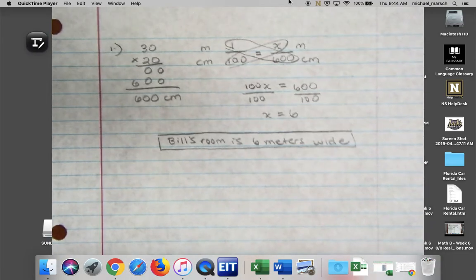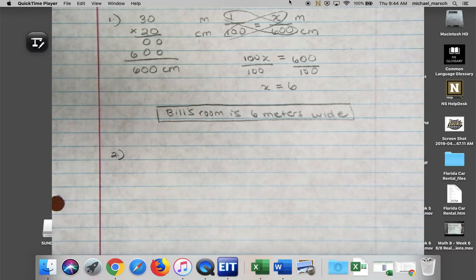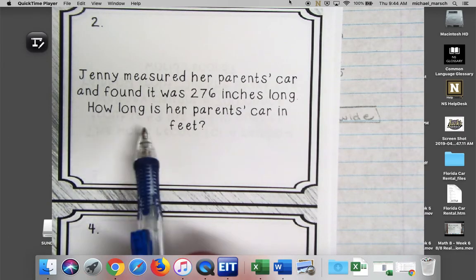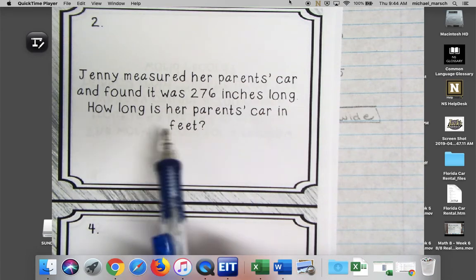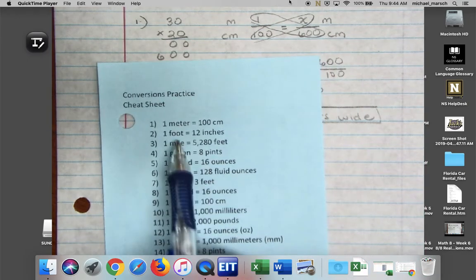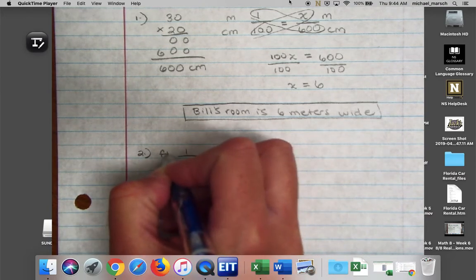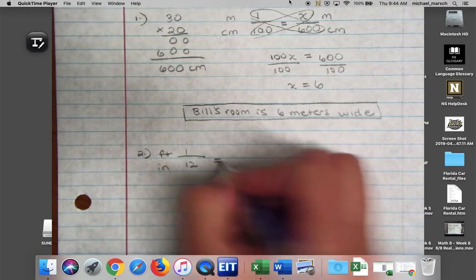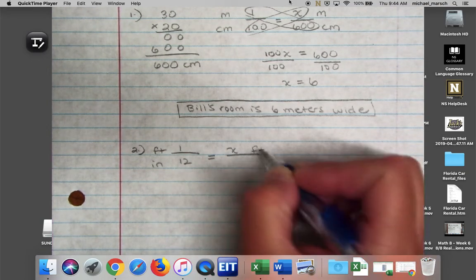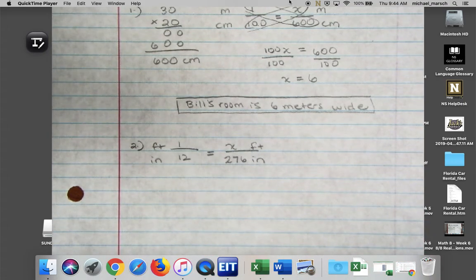All right. So now let's go on to question 2. Jenny measured her parents' car. Here's a problem that you would see in Notability. Jenny measured her parents' car and found out it was 276 inches long. How long is her parents' car in feet? Okay, so if you look at that cheat sheet, you can see that 1 foot equals 12 inches. So that's going to be the measure we use. So 1 foot is 12 inches. So how many feet are in 276 inches? That's going to be our proportion.